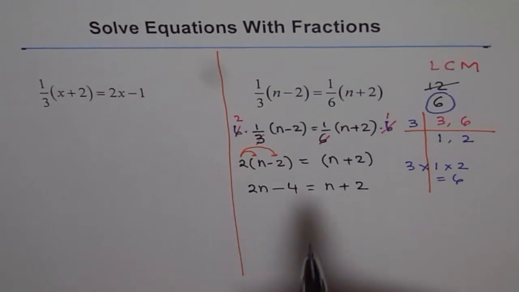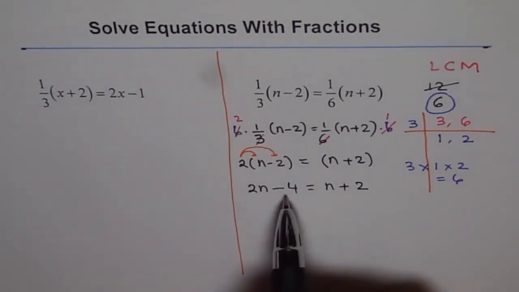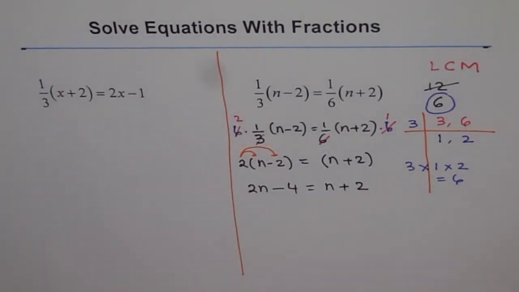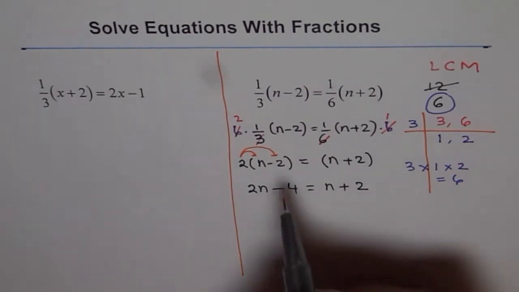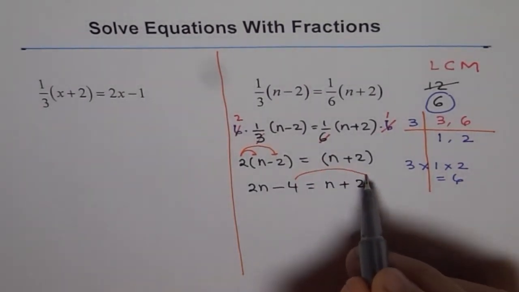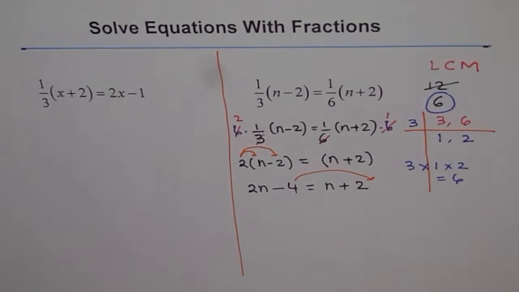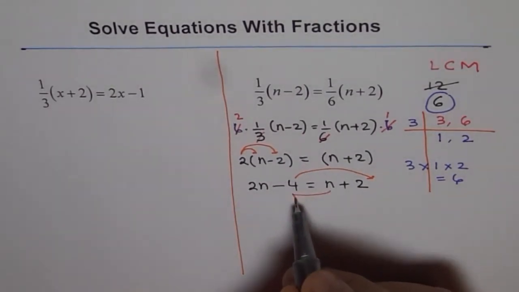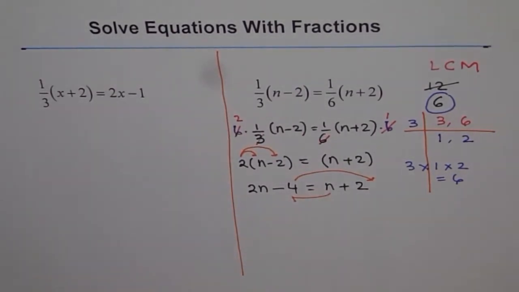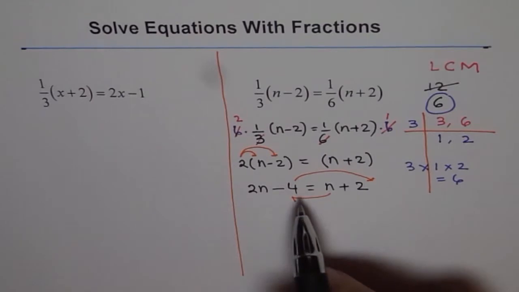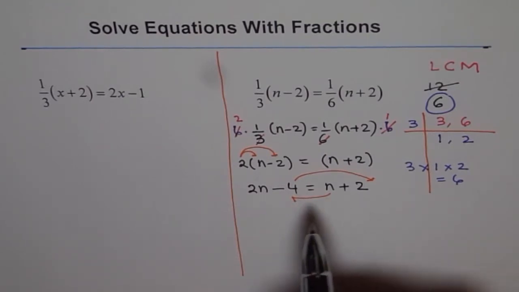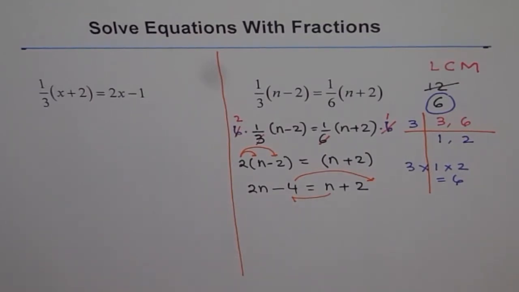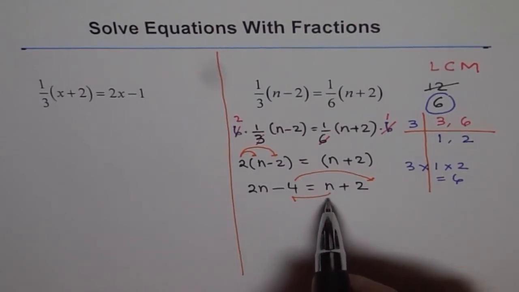Now, we'll bring the variables together and the constants together, right? That means I'm going to transfer minus 4 to this side and n to this side. By now you are an expert in doing this, therefore I'm not doing it one by one, correct? So I'm not doing minus 2 on both sides, or plus 4 on both sides and minus n on both sides. I'm doing it in one step.